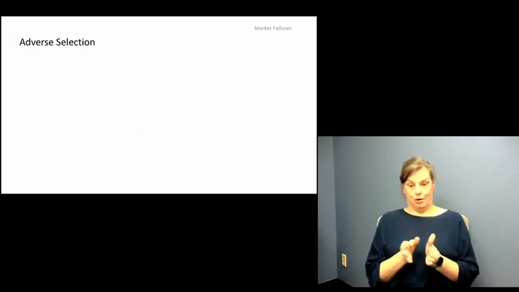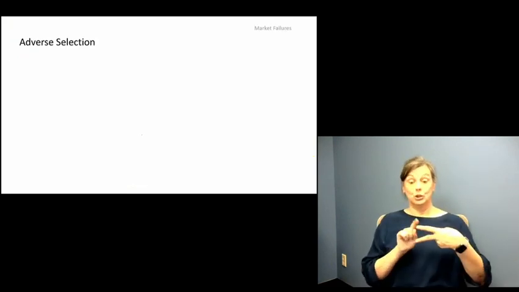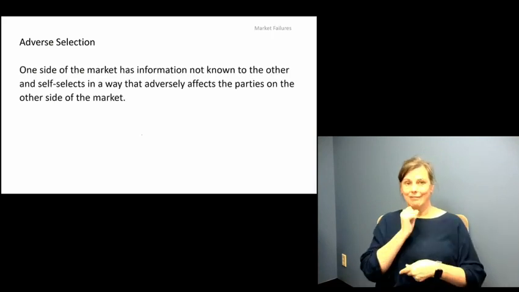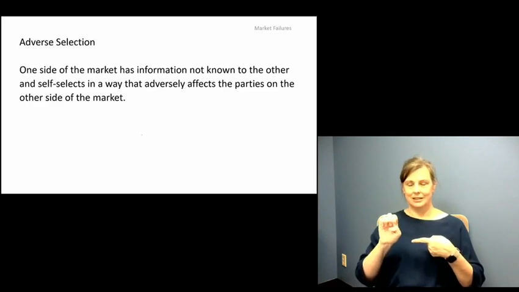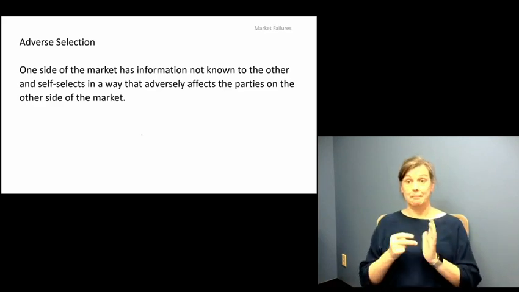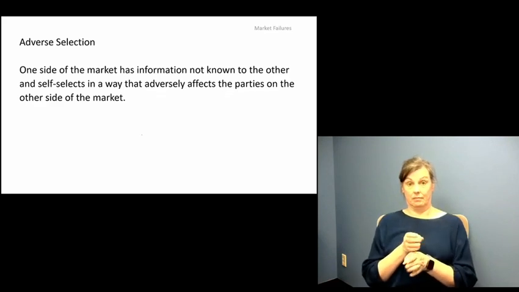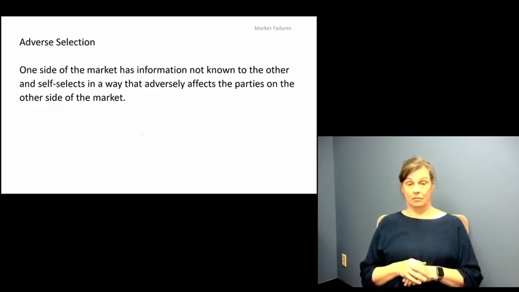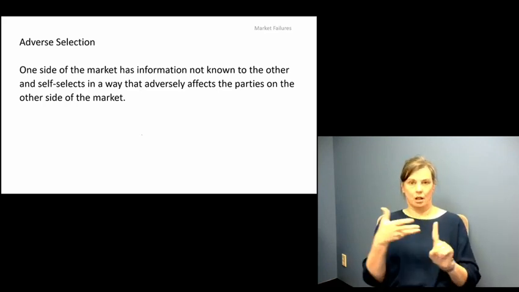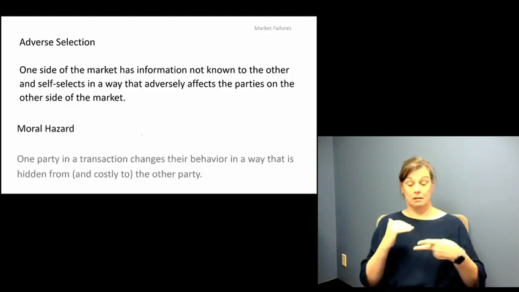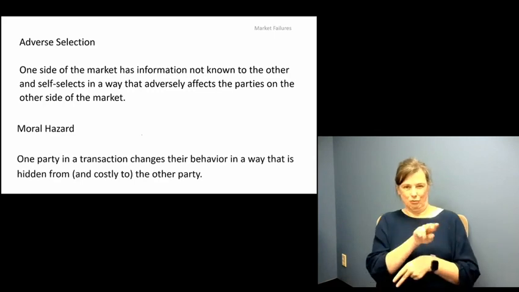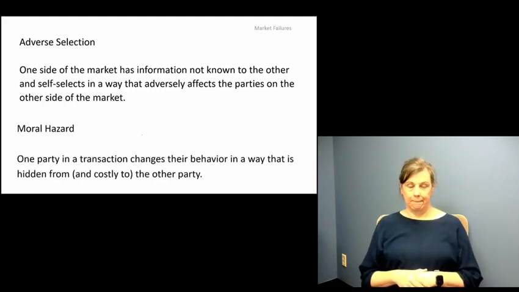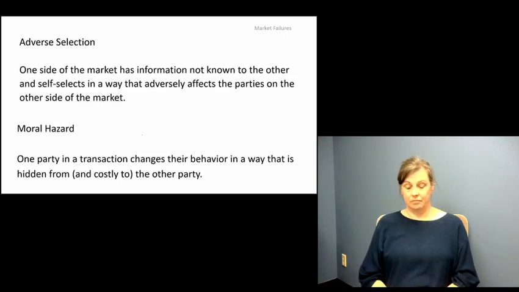Two types of asymmetric information that we can discuss are adverse selection and moral hazard. Adverse selection is defined as one side of the market having more information that is not known to the other side and self-selects in a way that adversely affects the party on the other side of the market. We'll go through an example of adverse selection, which will help make some sense. Moral hazard is defined as one party in a transaction changing their behavior in a way that is hidden and costly to the other party.